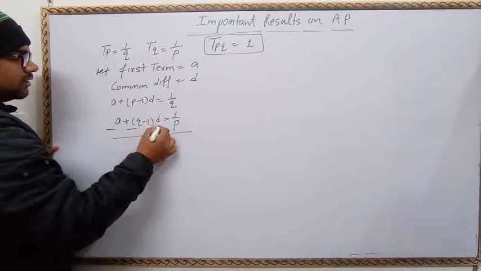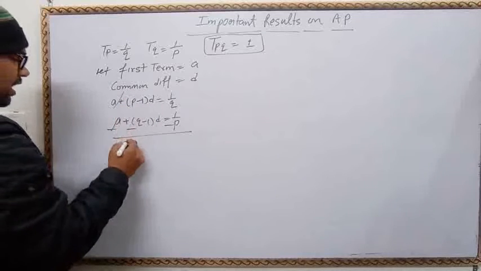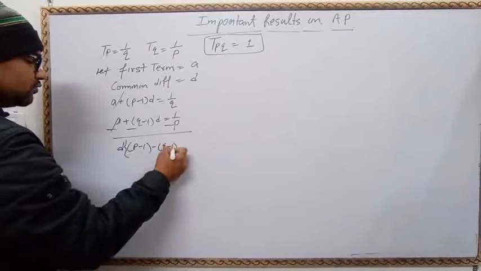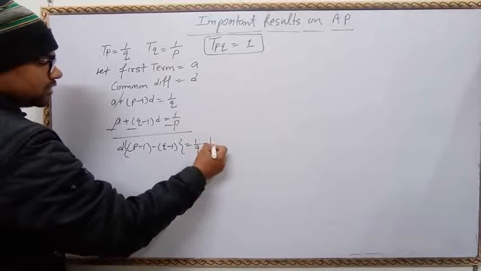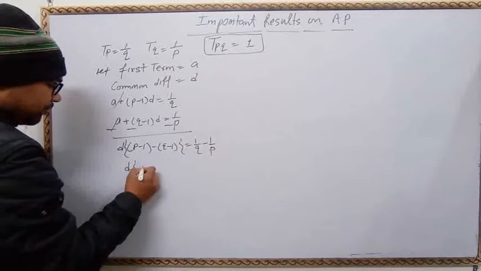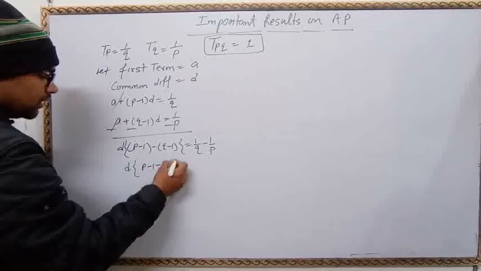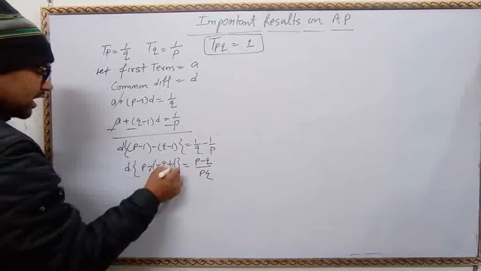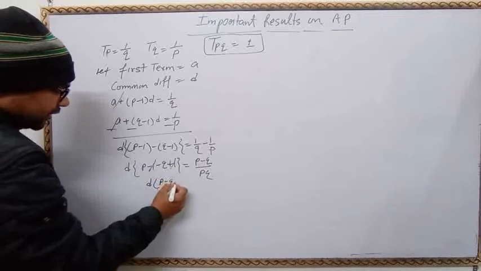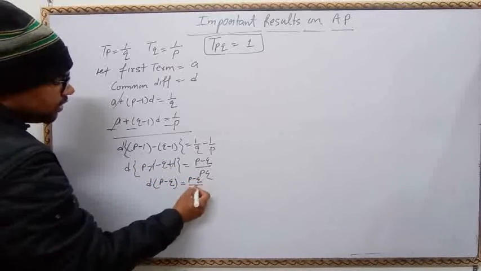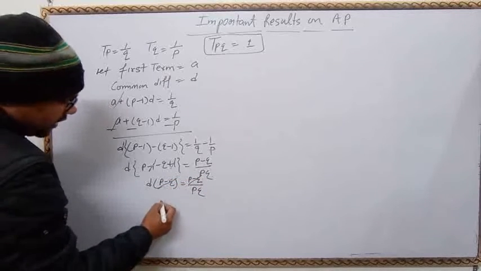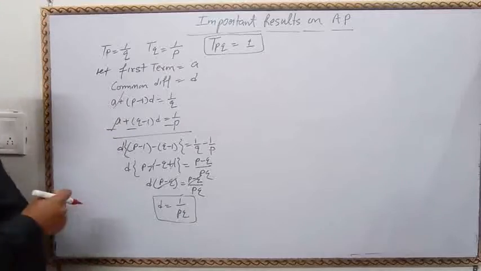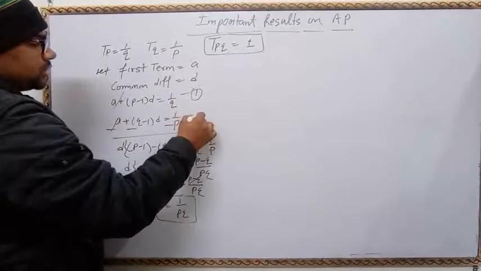Now we will subtract. What is common here? D. P minus 1 minus Q minus 1 into D equal to 1 by Q minus 1 by P. D into P minus 1 minus Q plus 1 equal to P minus Q upon PQ. 1 cancels, so D into P minus Q is equal to P minus Q upon PQ. So P minus Q cancels, so D equal to 1 by PQ.